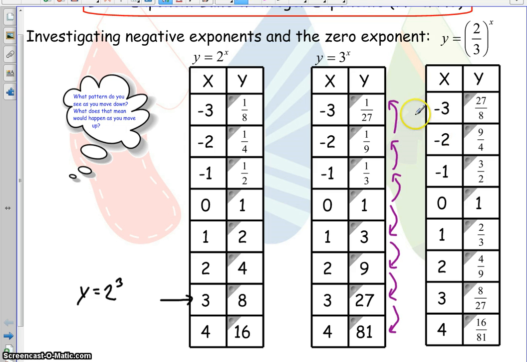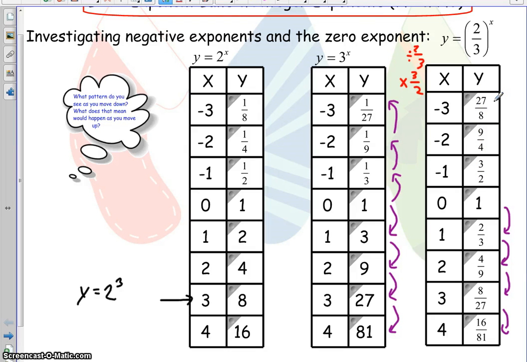over 27. Now for y equals 2 over 3 to the x, it might seem a little bit tricky because it's fractions, but now we know we're just going to be multiplying by 2 over 3 as we move down the table. So 1 times 2 over 3 is this, 2 over 3 times 2 over 3 is that, and so on. Going up the table, we're going to be dividing by 2 over 3. Remember that dividing by 2 over 3 is the same thing as multiplying by the reciprocal, which is 3 over 2. So 1 times 3 over 2 is 3 over 2, times 3 over 2 is 9 over 4, and so on.